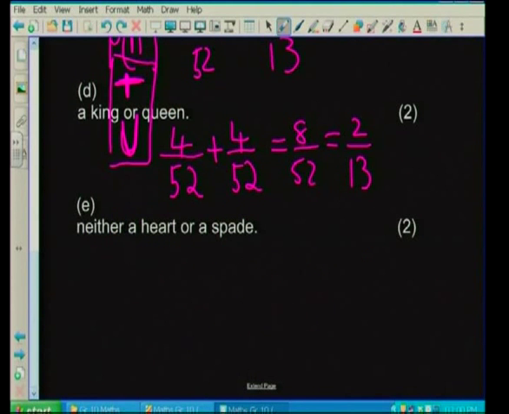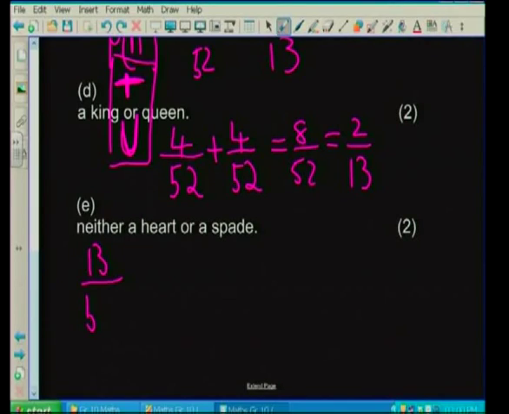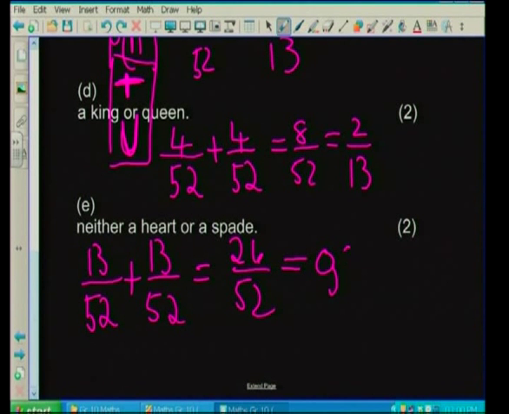The next question asks me, what is the probability of drawing neither a heart or a spade? So neither a heart or a spade means that we want a diamond or a club, right? The diamonds and clubs are neither hearts nor spades, so therefore there are 13 out of 52 diamonds and 13 out of 52 clubs, and that gives me 26 out of 52. That is exactly half of my pack of cards, and that is then 0.5.